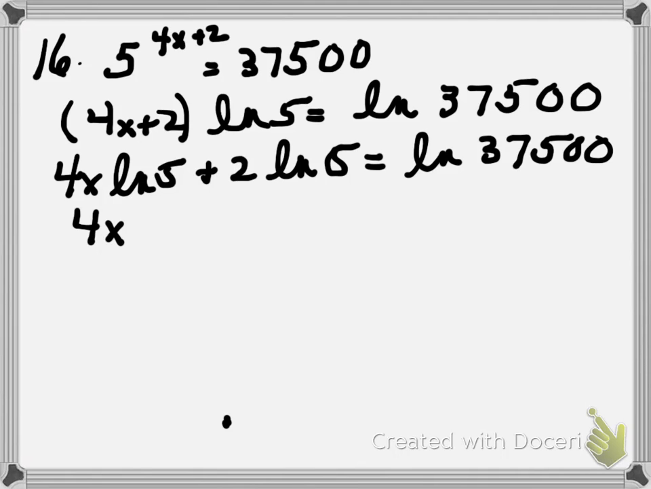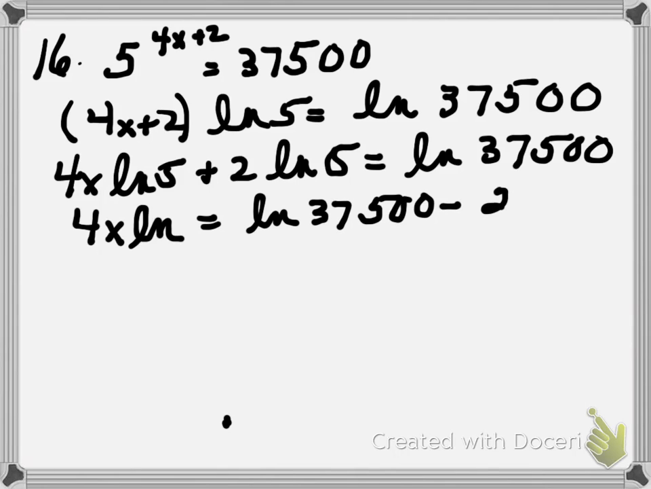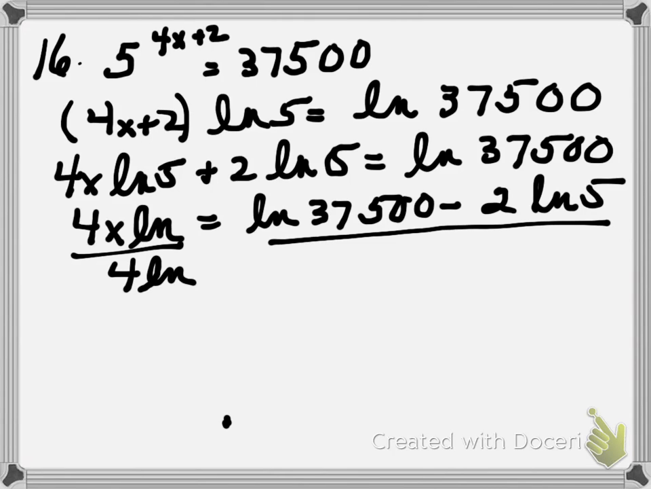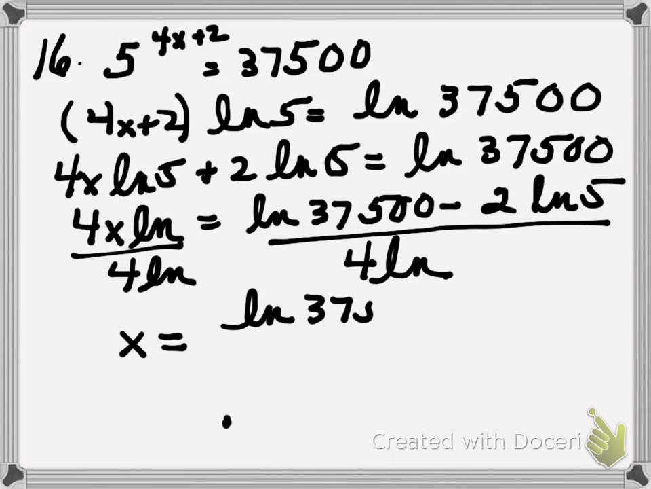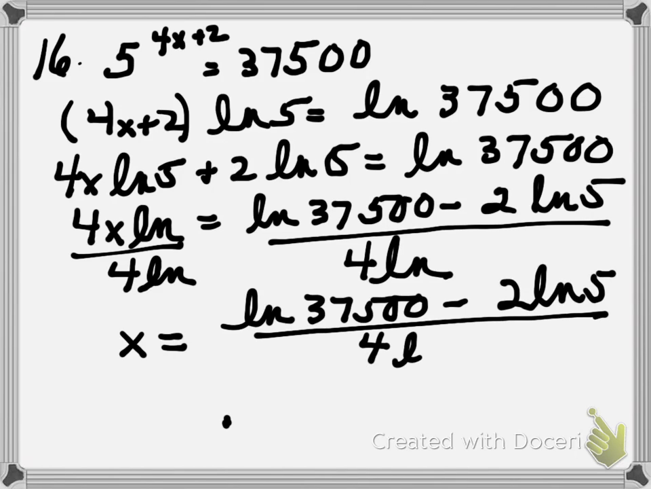Then 4x ln of 5 equals ln of 37,500 minus 2 ln of 5. Divide both sides by 4 ln of 5. And that's as far as I want you to take the answer: x equals ln of 37,500 minus 2 ln of 5, divided by 4 ln of 5.